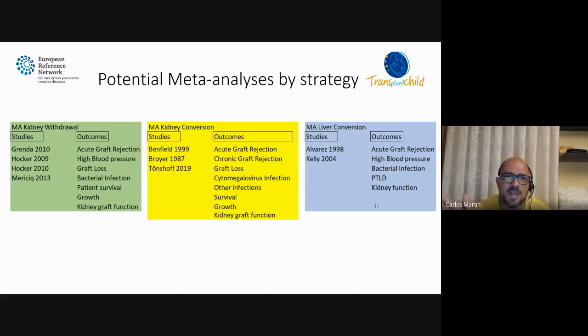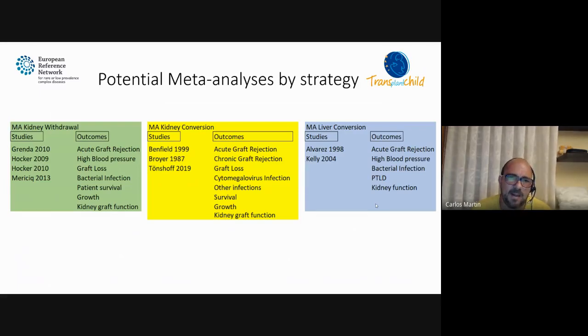this strategy. In yellow, you have kidney conversion, which are reported by 3 studies. And you have also the list of outcomes. And again, in liver conversion, only 2 studies and the list of outcomes. I have no mention before about the year of publication of each of the studies, but we have only 2 studies in the last 10 years, and we have 4 studies from the last century.